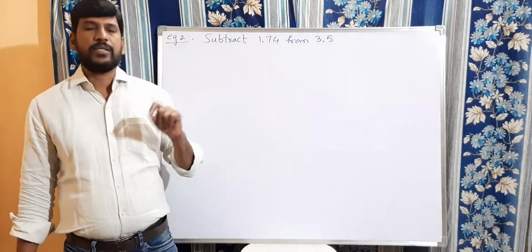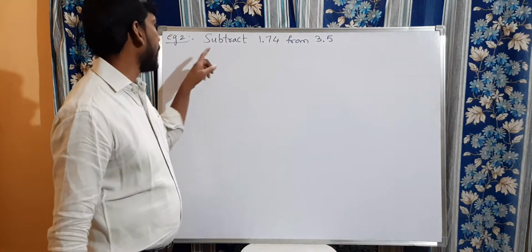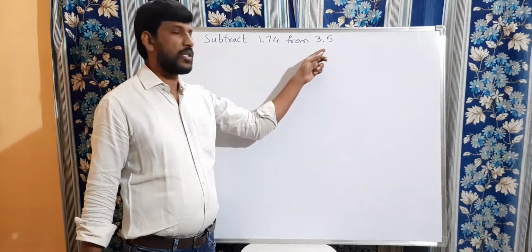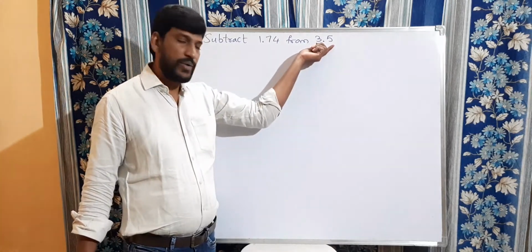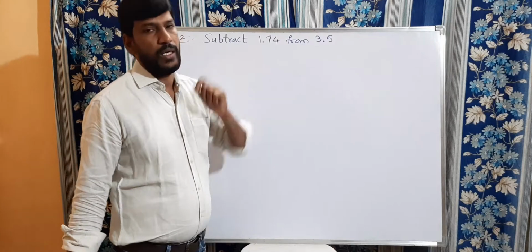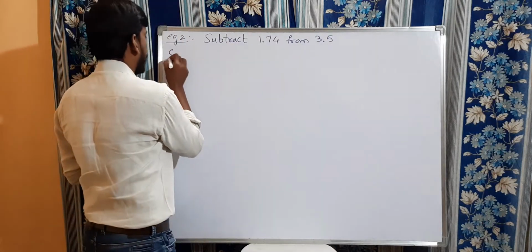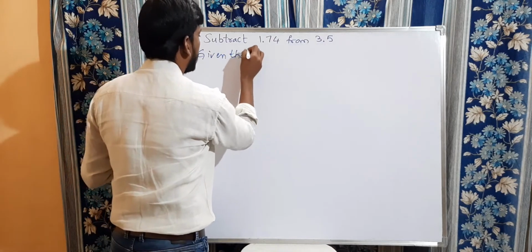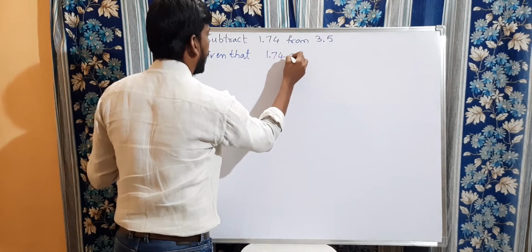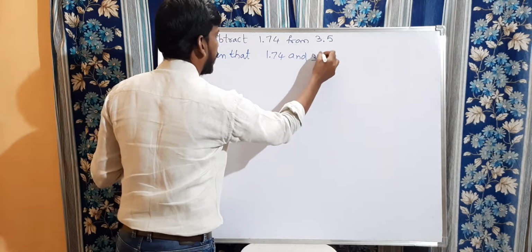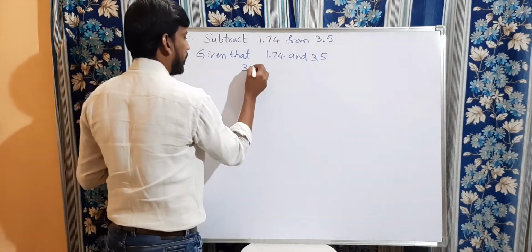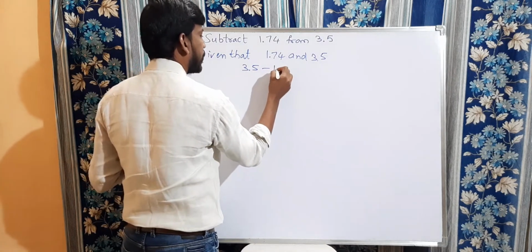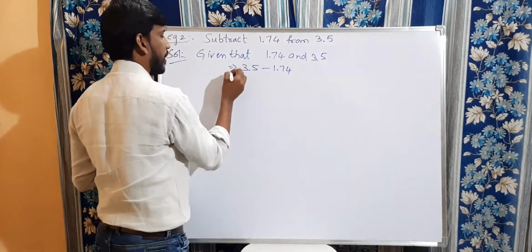Right, children, let us discuss one more problem: subtract 1.74 from 3.5. In between these two, which is the greater value? 3.5 is the greater value, 1.74 is the lesser value. Okay? Now, solution. Given that, what are the decimal numbers here? 1.74 and 3.5. Okay? We need to subtract 1.74 from 3.5. So 3.5 minus 1.74.